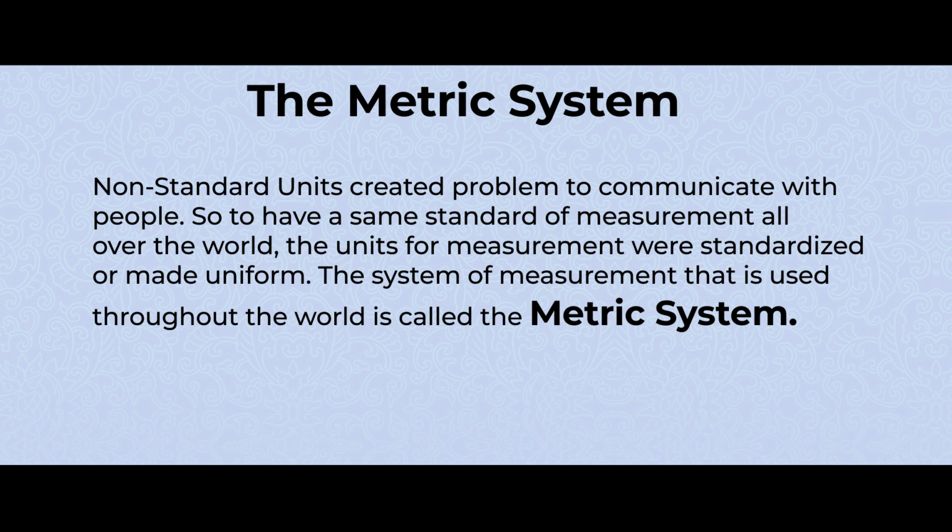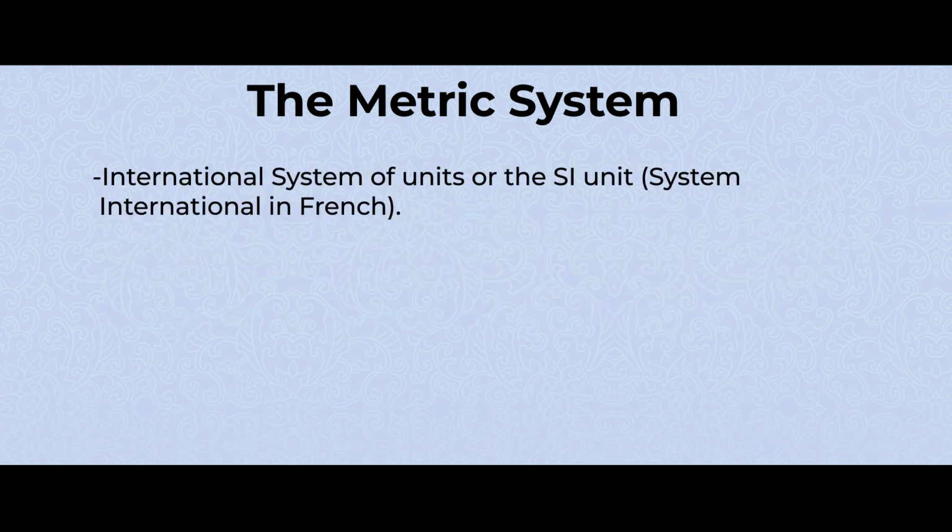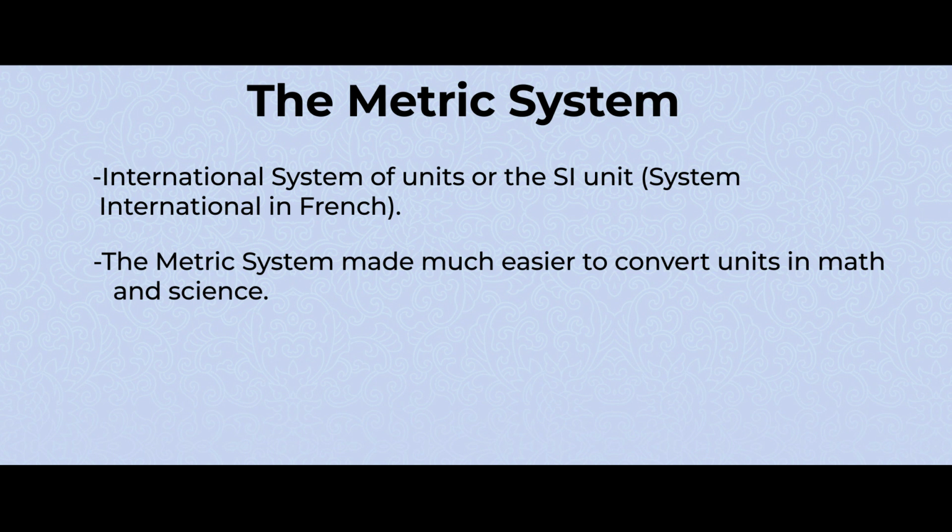The system of measurement that is used throughout the world is called the metric system. Officially, it's called the International System of Units, or SI unit. SI stands for Système International in French. The metric system made it much easier to convert units in maths and in science.